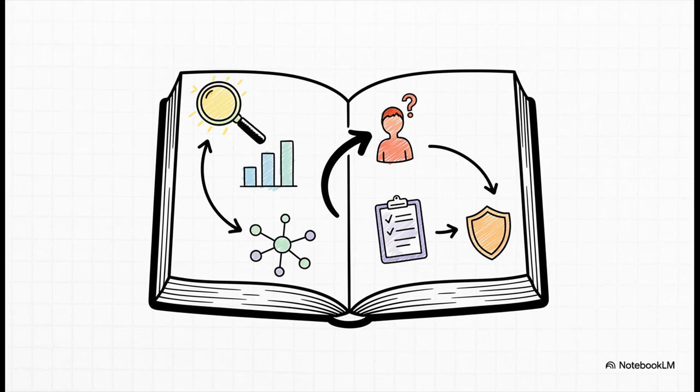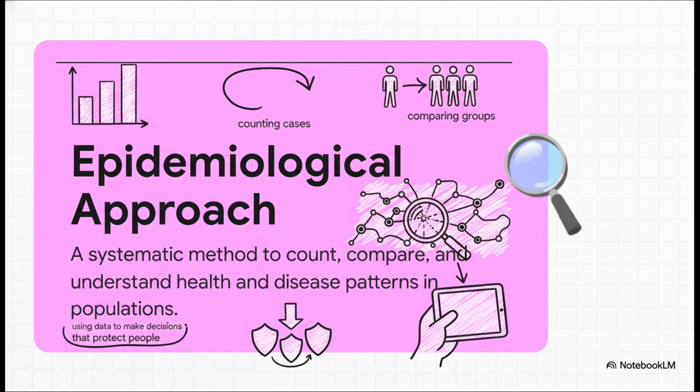And the key to cracking these puzzles is a really powerful, structured way of thinking. It's called the epidemiological approach, and it's basically the detective's manual for public health. So what does that actually mean? Well, put simply, it's a step-by-step method. It's about counting things, comparing different groups, and really digging in to understand the patterns. Who gets sick and why? It's all about using hard data to make smart decisions that protect entire populations.